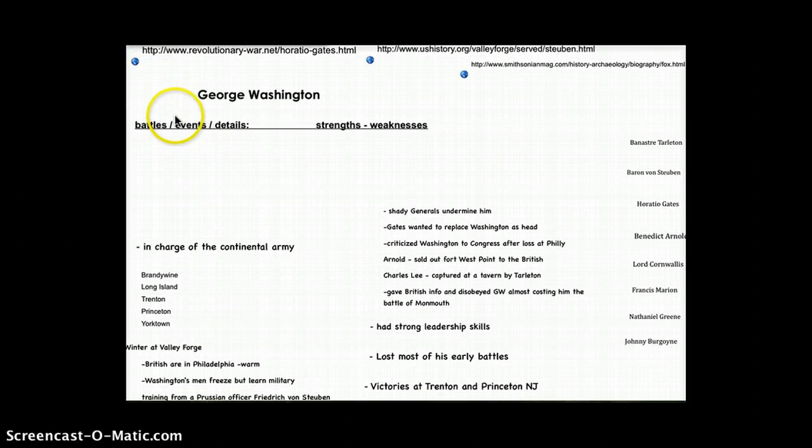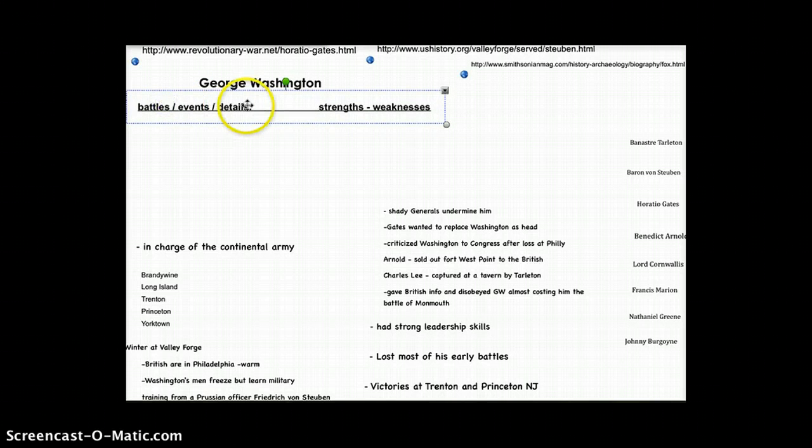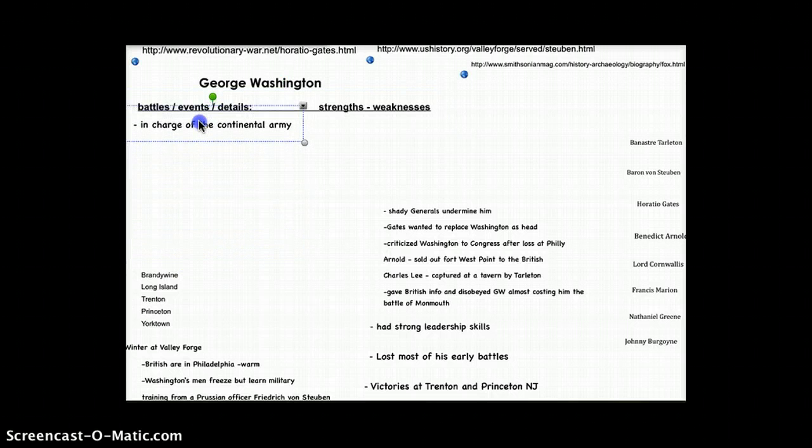Okay, this is a very simple layout and is by no means the only way to do it. It's just a simple example. We have George Washington. It's one of the first people. And then you are supposed to talk about events, details, battles, and strengths and weaknesses. Well, George Washington, first and foremost, was in charge of the Continental Army. He was at many battles, but the Backwoods Teacher video talks about some of these battles. So there's actually a list of battles that he was at or he participated in.